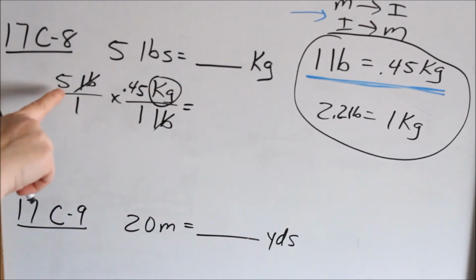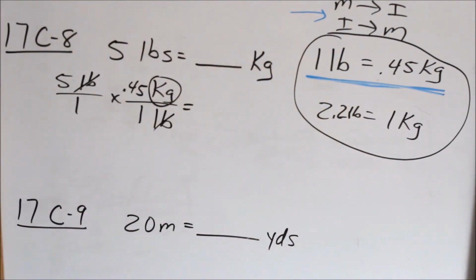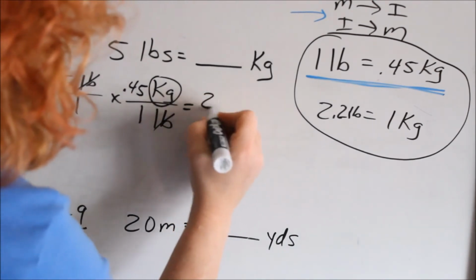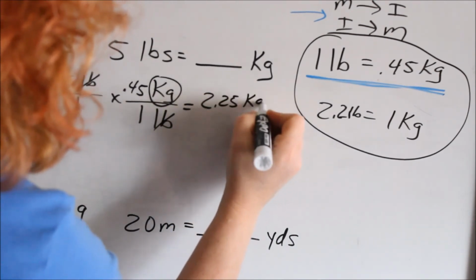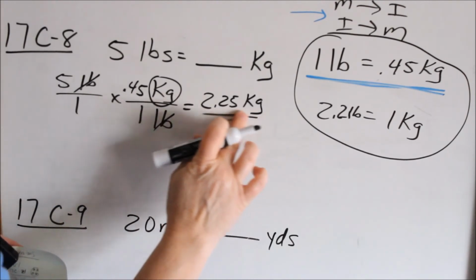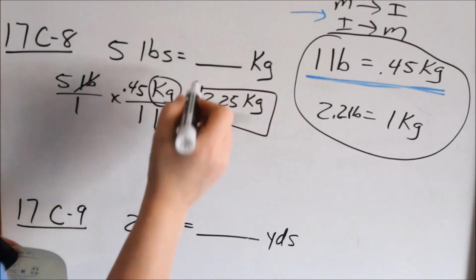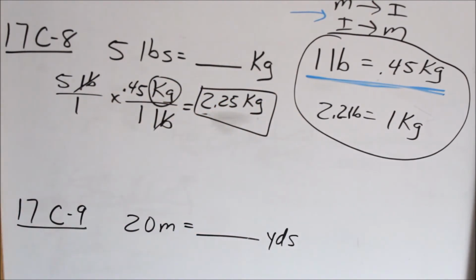That's what I want. So now it's 5 times 0.45. That came out to 2.25. I have kilograms left. 1 times 1, all over 1. It's not necessary to write that. So there you go. 5 pounds is the same thing as 2.25 kilograms.